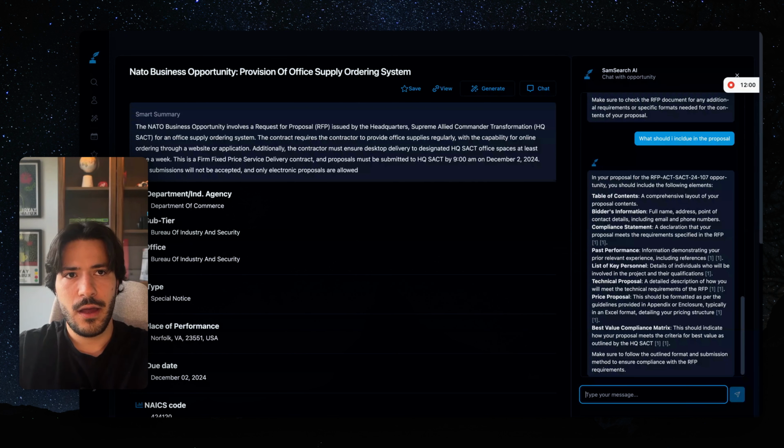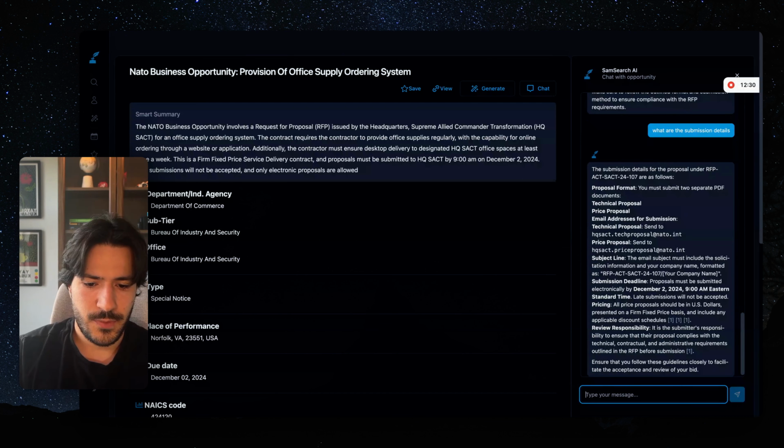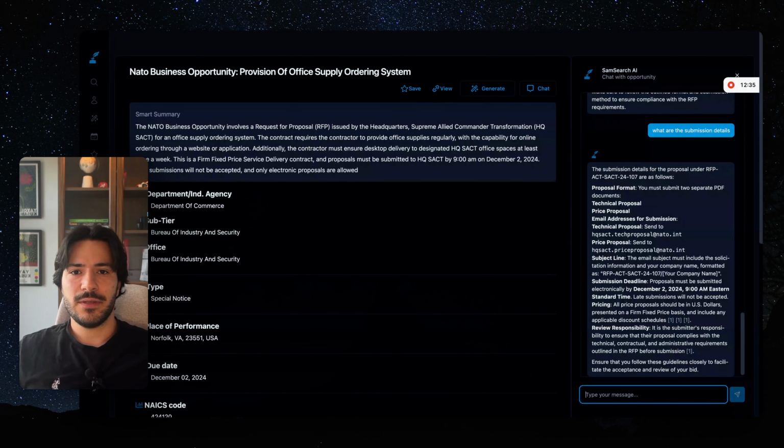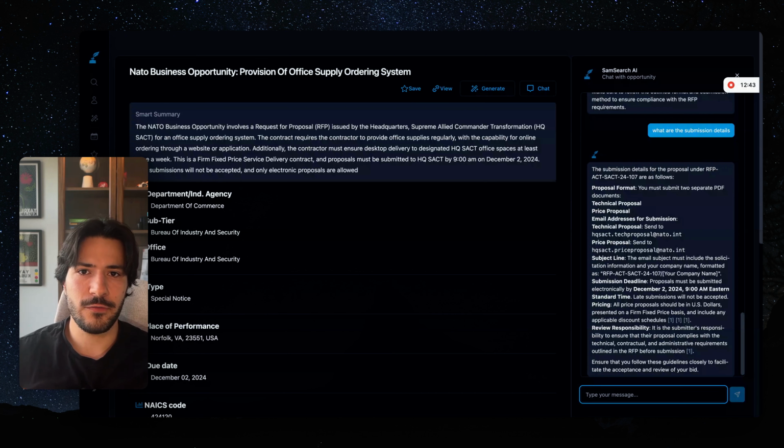And then I want to ask, what are the submission details? And we're given the submission details. So with this, we saved so much time. Instead of reading a long document, and we're lucky in this case it's only one document, we're able to get the main key information in a matter of minutes. So it makes it super easy to do government contracting, and with this, I will be able to view multiple more government contracts.